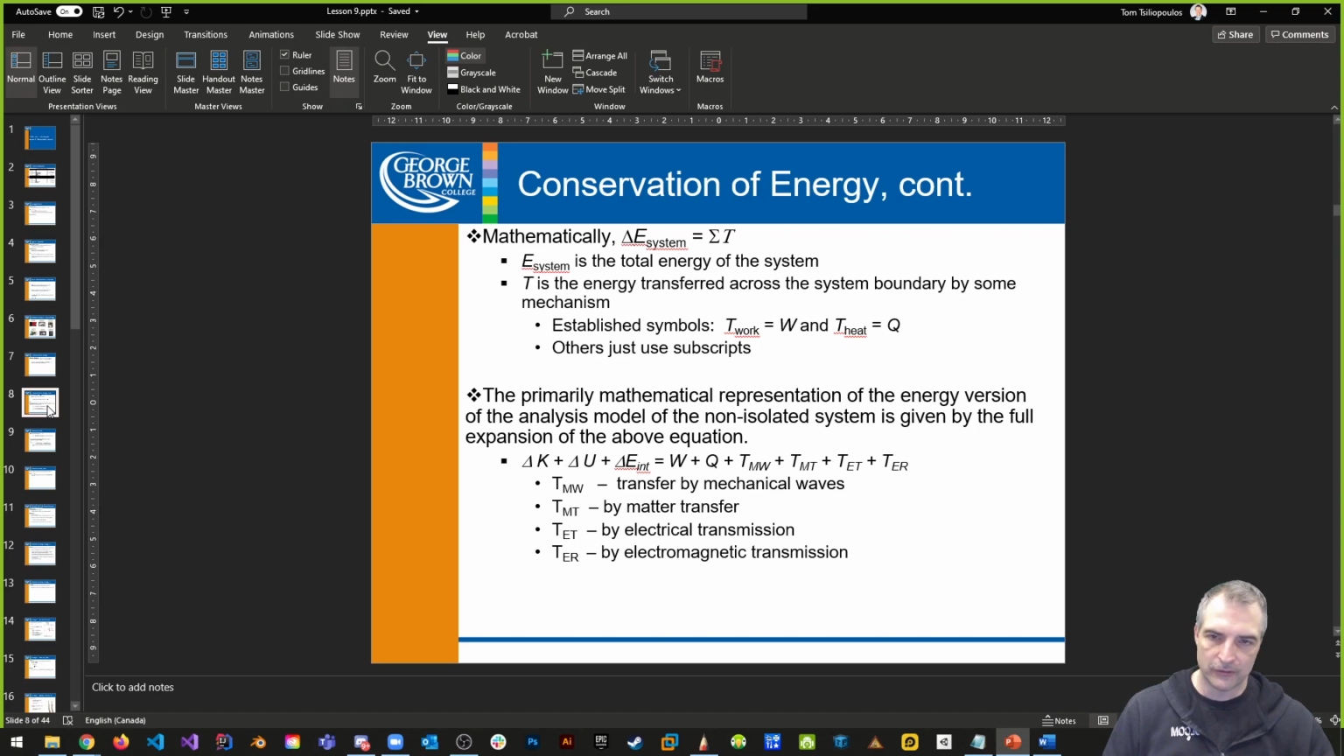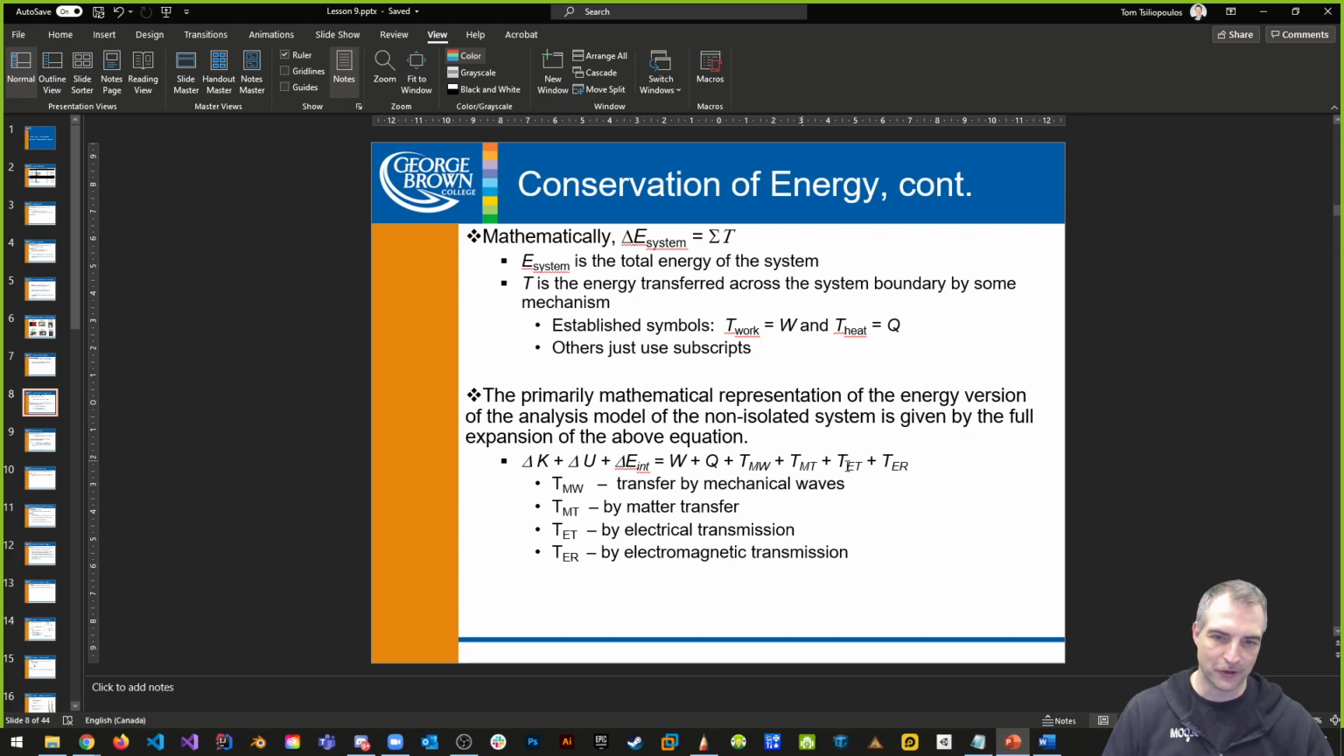Again, outside of a little philosophy, there's also some math involved. The change of energy of a system is equal to the sum of all energy transfer. So whatever the total sum of all energy transfer is, is the total change in the energy of a system. And we can look at some of this.